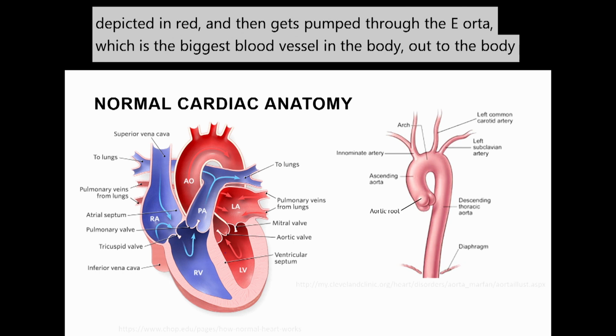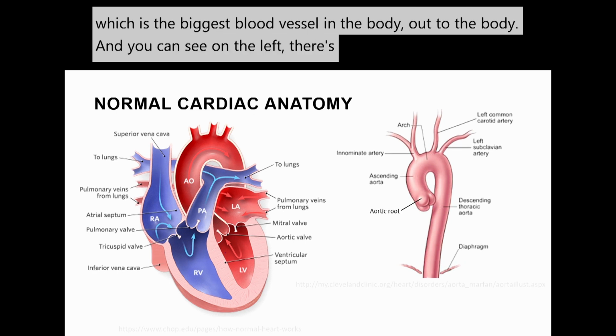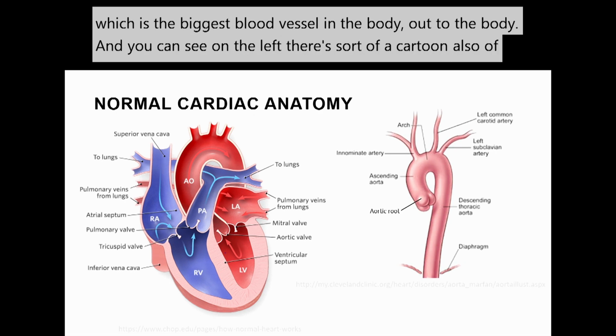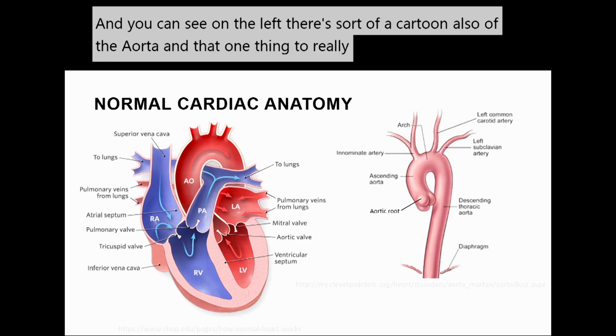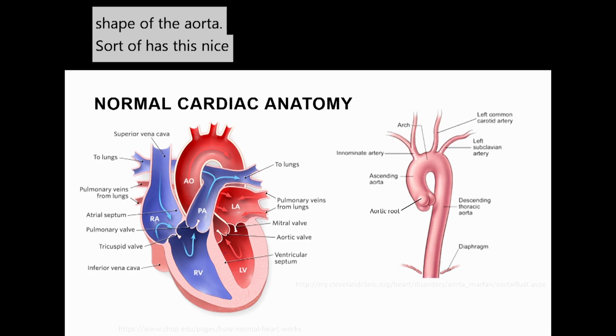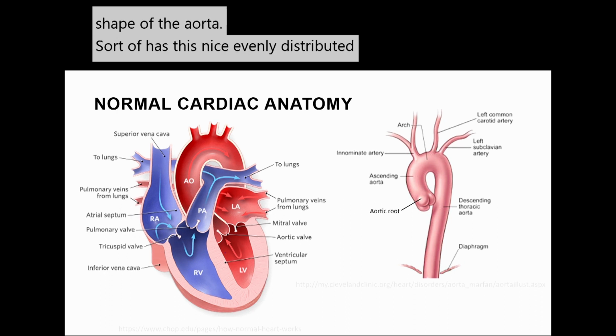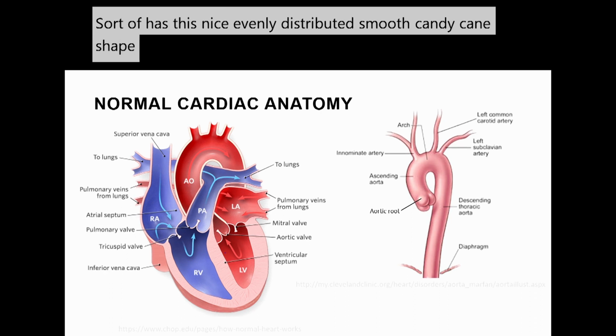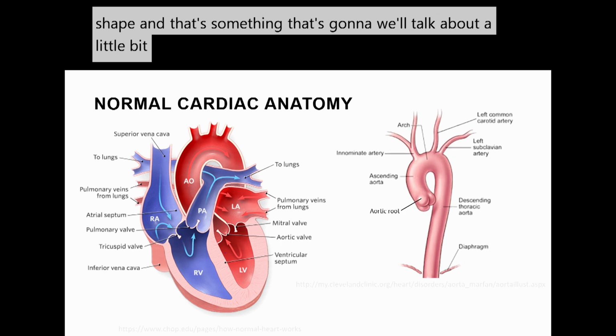And you can see on the left, there's a cartoon also of the aorta. And one thing to really pay attention to is the shape of the aorta. It has this nice, evenly distributed, smooth candy cane shape. And that's something that we'll talk about in a little bit more detail as we go along.